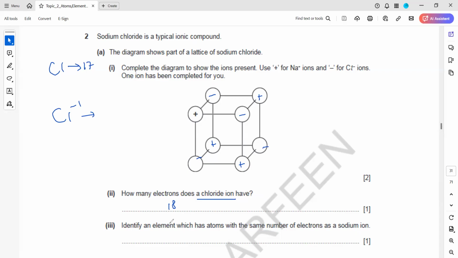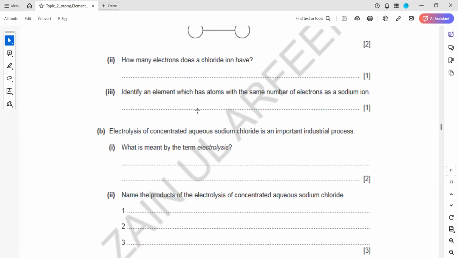Identify an element which has atoms with the same number of electrons as the sodium ion. How many electrons in a sodium atom? 11. How many in the sodium ion? 10. So which element in the periodic table has 10 electrons? Oxygen is 8. Fluorine, no. Neon. Sodium ion has 10 electrons, and neon also has 10 electrons.